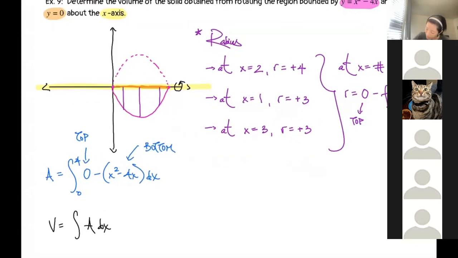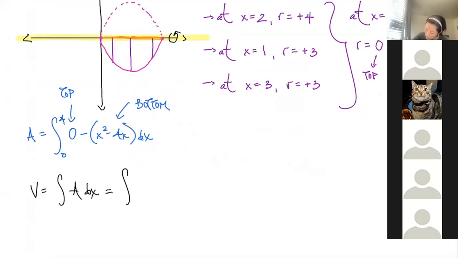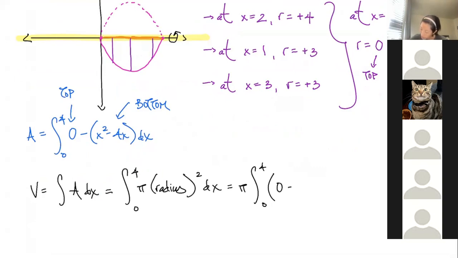So we'll get pi, the integral from 0 to 4 of pi radius squared dx. And we'll get pi, the integral from 0 to 4. Instead of radius, I'm going to do 0 minus (x squared minus 4x) squared dx. So whatever I generalized for my radius, that goes in for radius. Right, we're substituting here. Very fancy substitution.